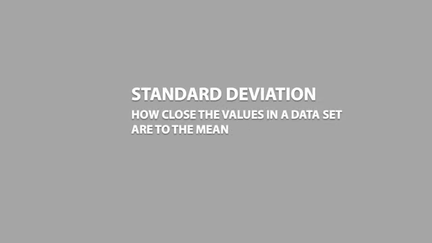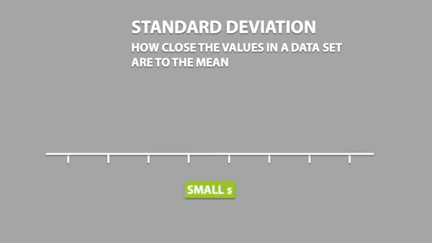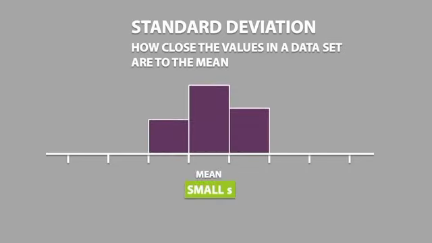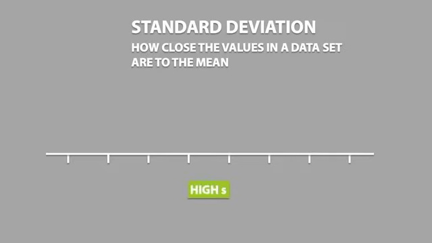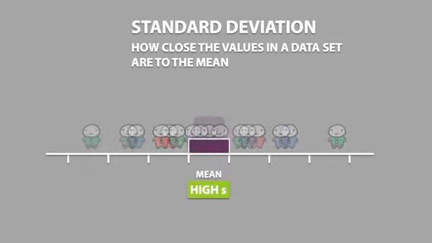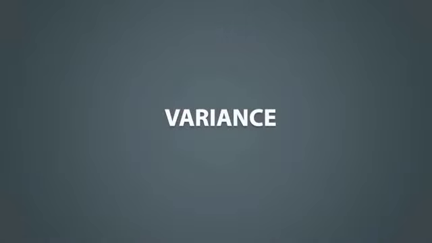The standard deviation tells us how close the values in a dataset are to the mean. For example, a small standard deviation indicates a small amount of variability for a given dataset. In other words, there will be a lot of values that are closer to the mean, which makes the distribution less spread out. In contrast, a high standard deviation indicates a high amount of variability for a given dataset. In other words, there will be a lot more values that are farther from the mean, which makes the distribution more spread out. The last thing we will talk about is variance.